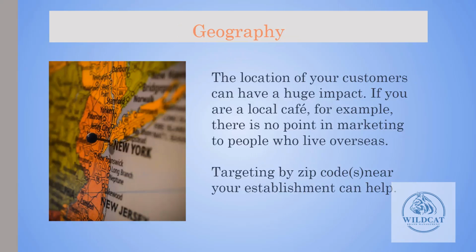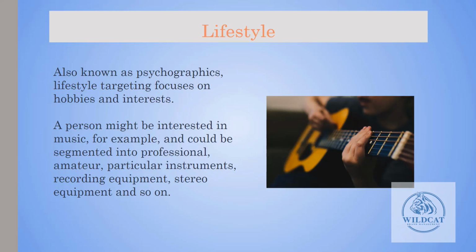Geography. The location of your customers can have a huge impact. If you're a local cafe, for example, there's no point in marketing to people who live overseas. Targeting by zip codes near your establishment can help. You're able to do this through ads and specific content on your site talking about the local area. Lifestyle. Also known as psychographics, lifestyle targeting focuses on hobbies and interests. A person might be interested in music, for example, and could be segmented into professional, amateur, and particular instruments, recording equipment, stereo equipment, and so on.